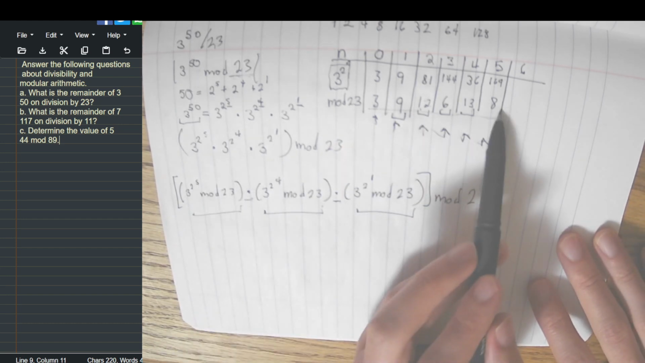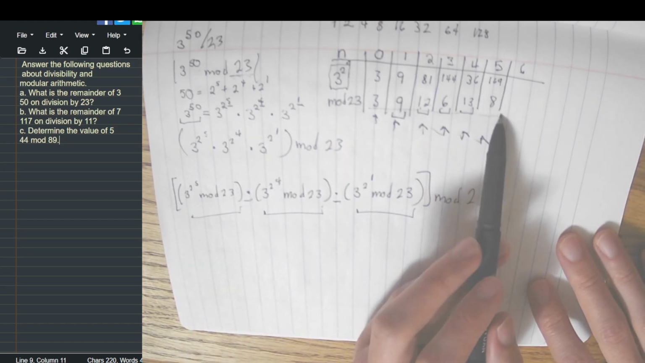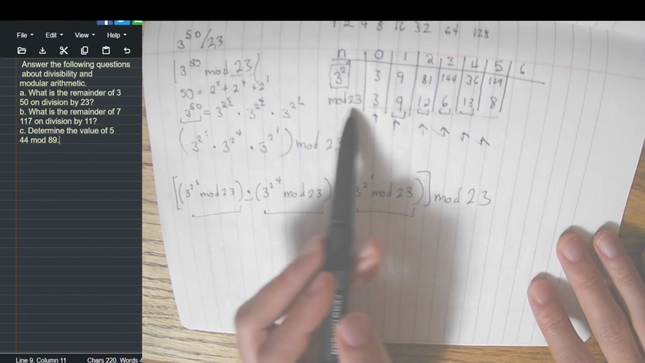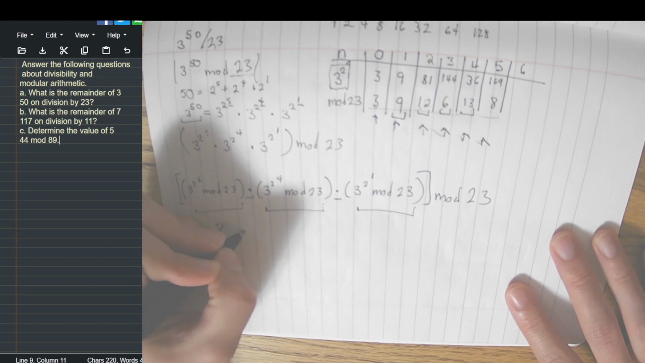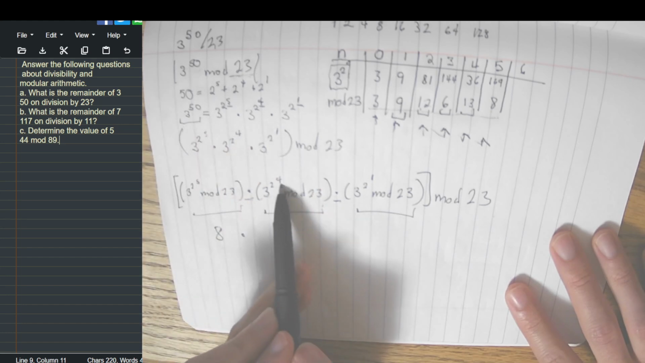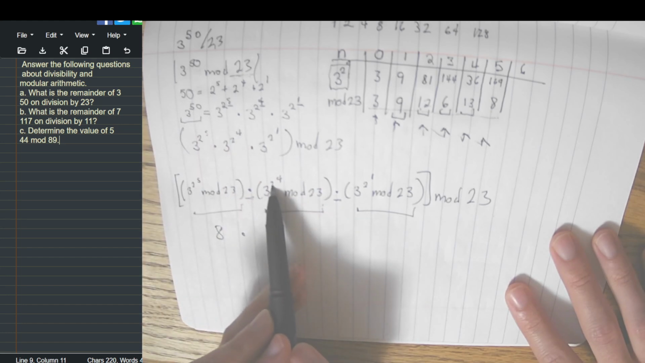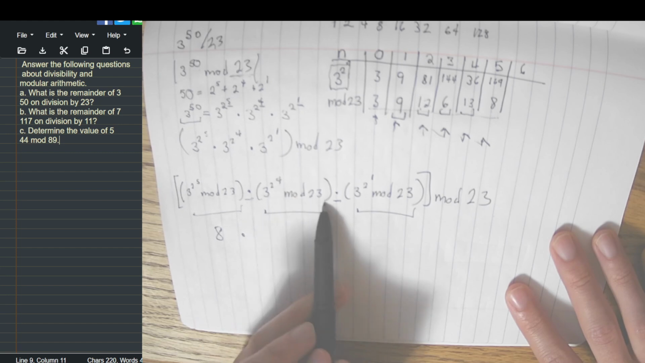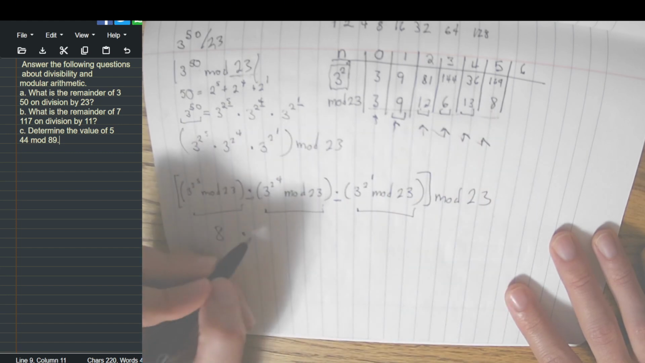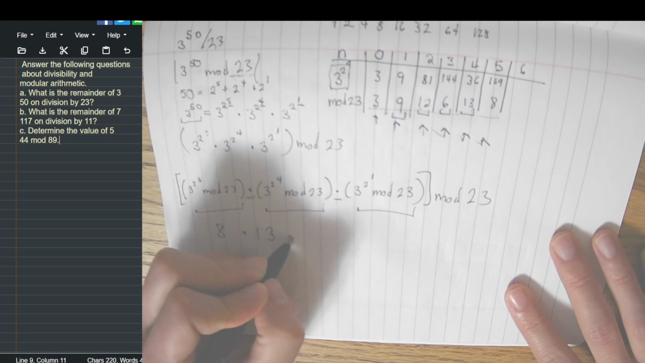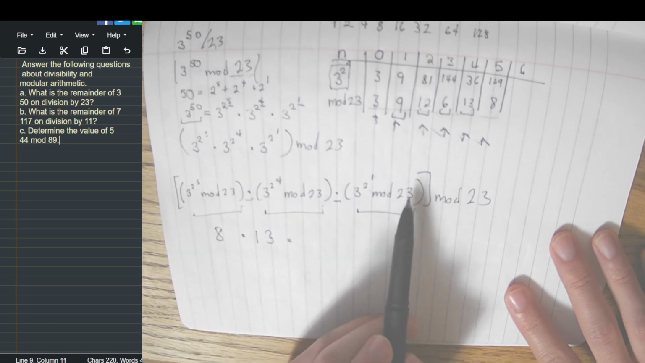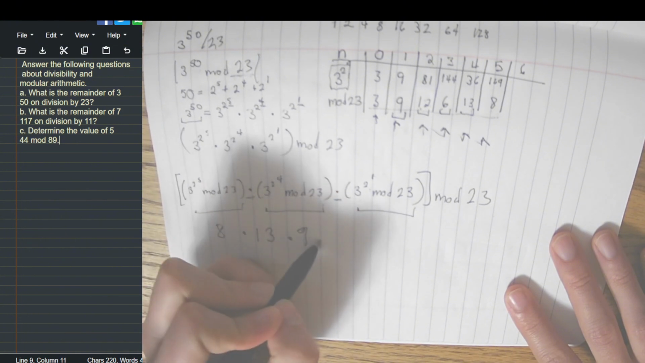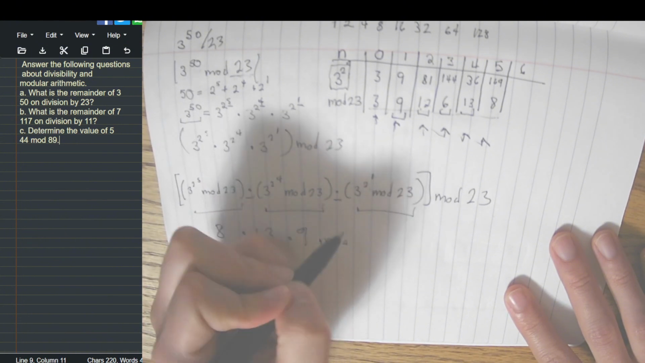3 to the 2 to the 5 mod 23, that was 8. This is signifying, what is it, mod 23? That's 8. Then I'm going to multiply by 3 to the power of 2 to the power of 4 mod 23. That was 13. I'm going to multiply by 3 to the power of 2 to the power of 1 mod 23, and that was 9. And I'll do that mod 23.